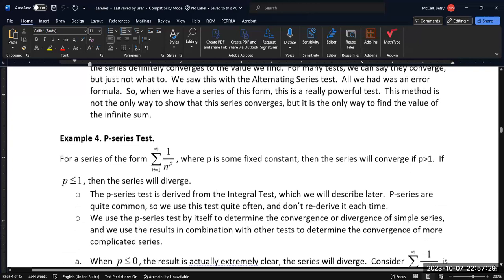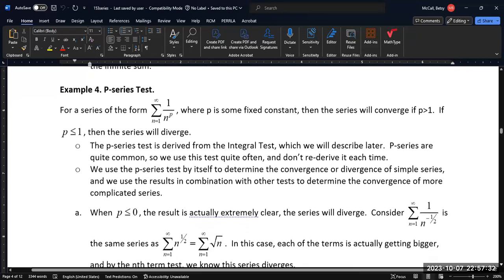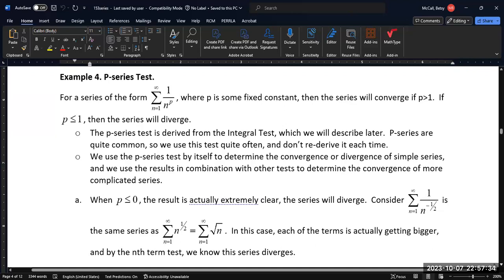Now, the second one that we're going to look at in this video is the p-series test. And the p-series test is very easy, particularly compared to the telescoping series test. Now, the p-series is essentially like the harmonic series. It has 1 over n, but it's 1 over n to some power. The harmonic series is in fact itself just with p equal 1 in this case.